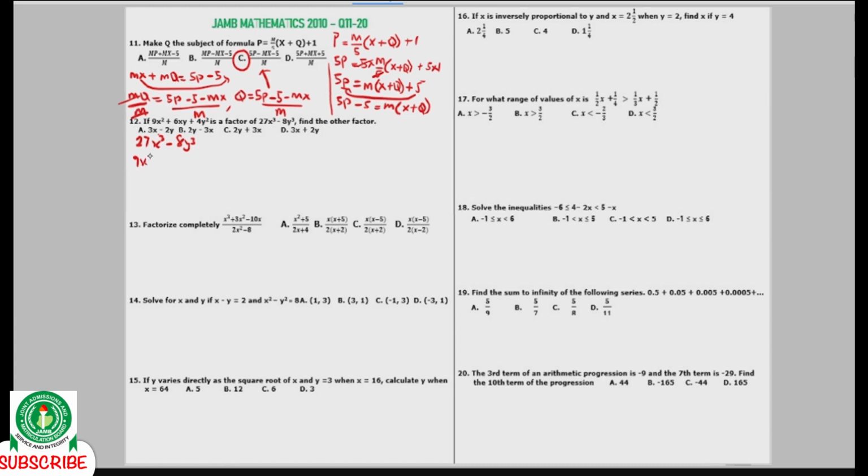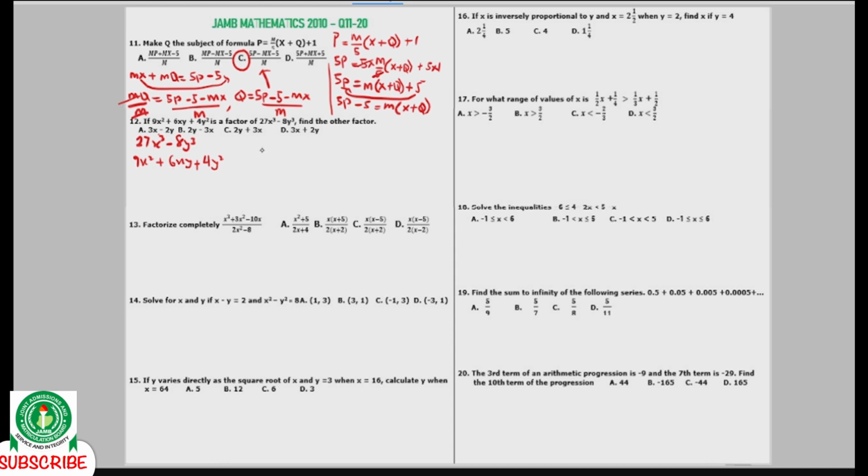9x² + 6xy + 4y² is a factor of this polynomial. Now we have to look for the other factor. How do we go about this? We can use the long division method to obtain the second factor.